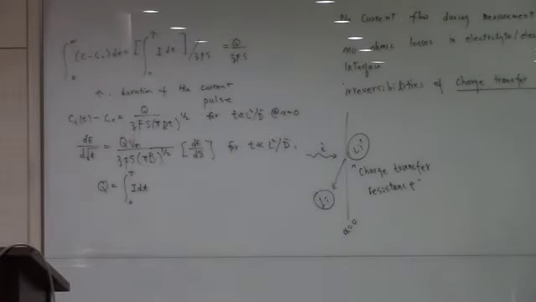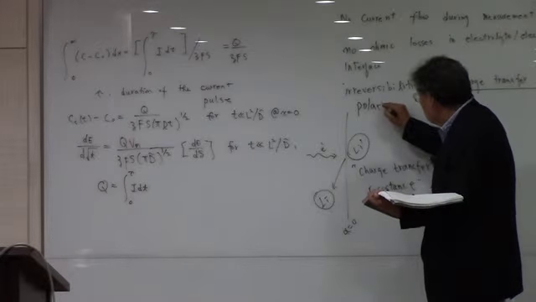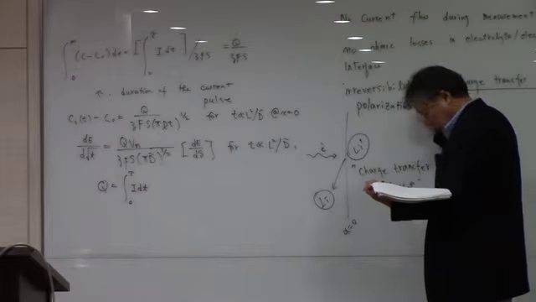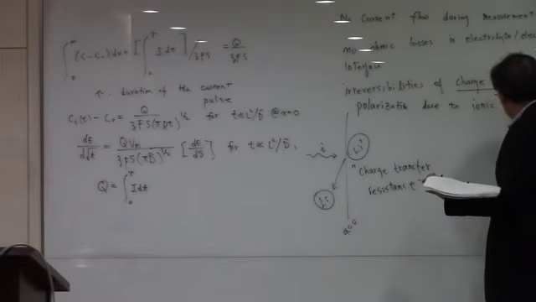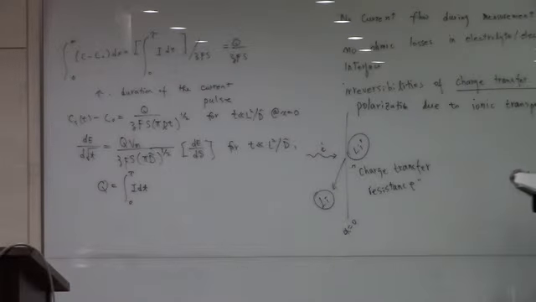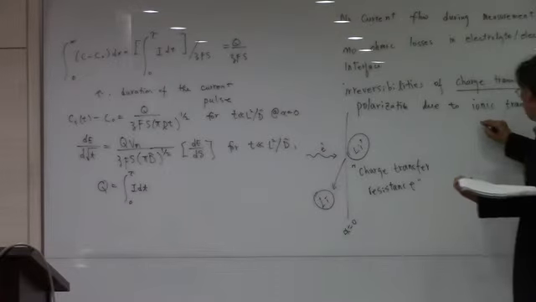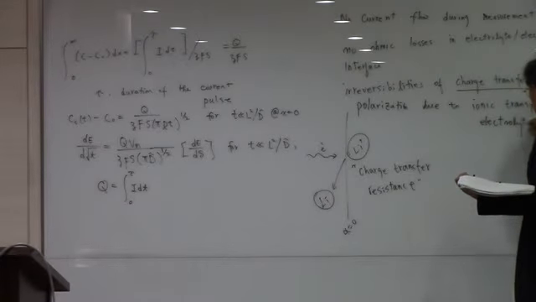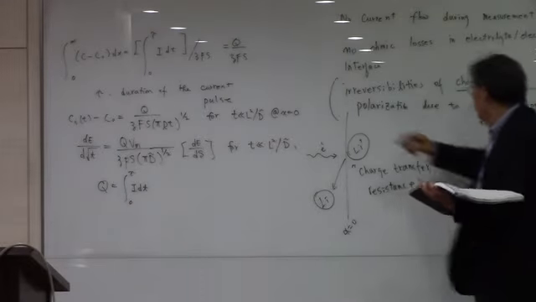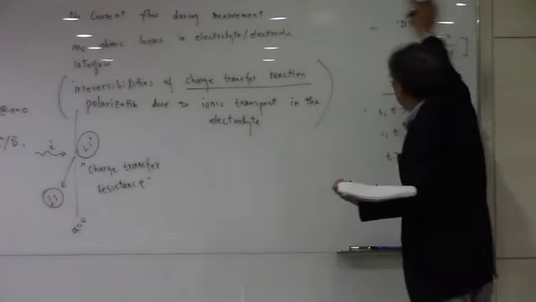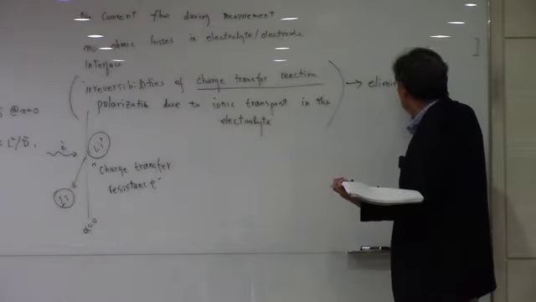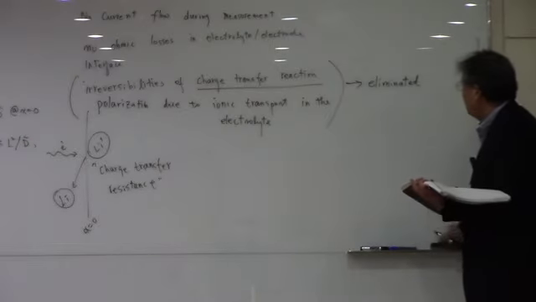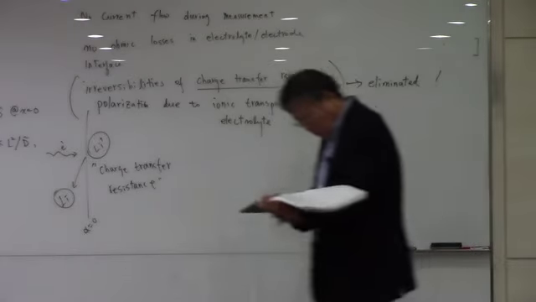So any irreversibilities of charge transfer reactions or the polarization due to ionic transport in the electrolyte, these two things can be eliminated in this potentiometric method. Okay, in this potentiometric method.